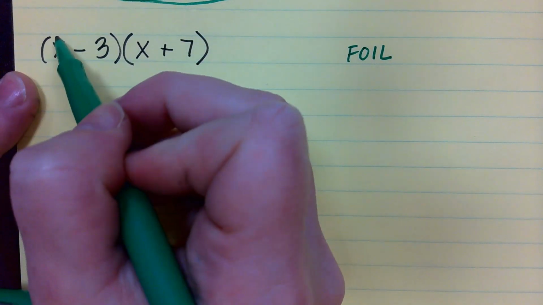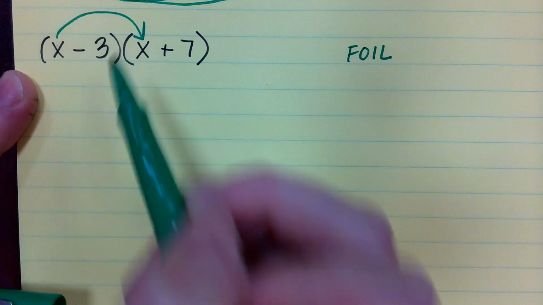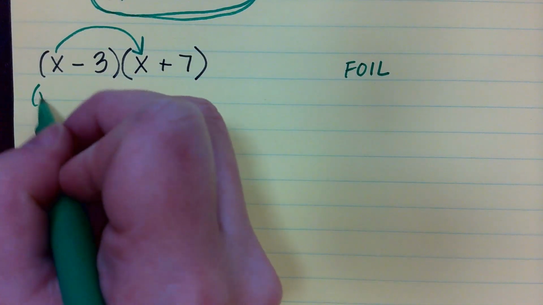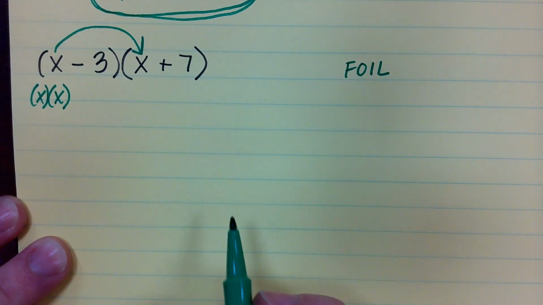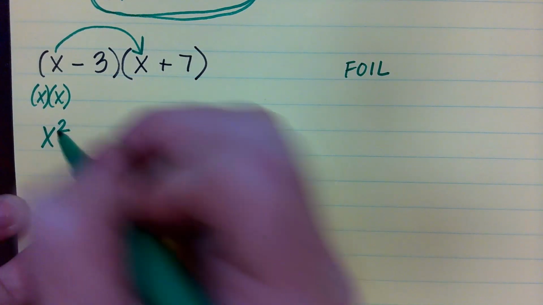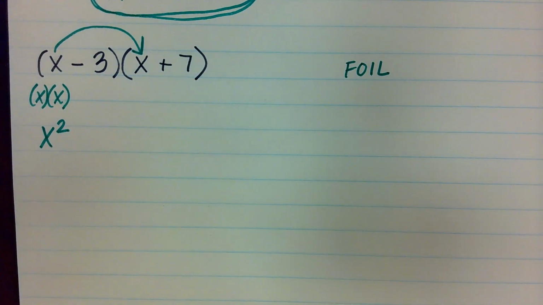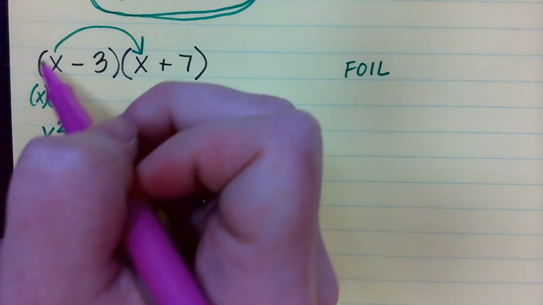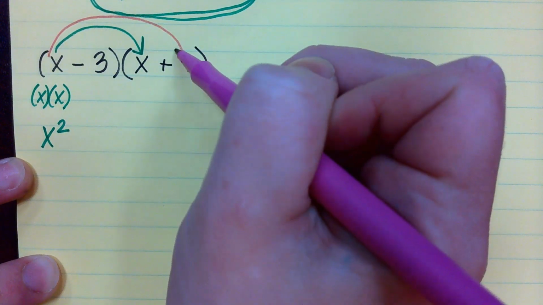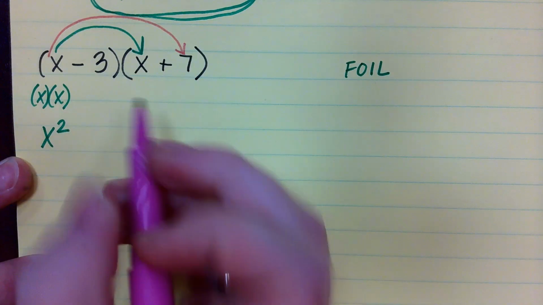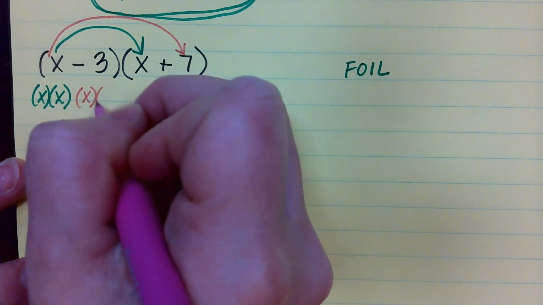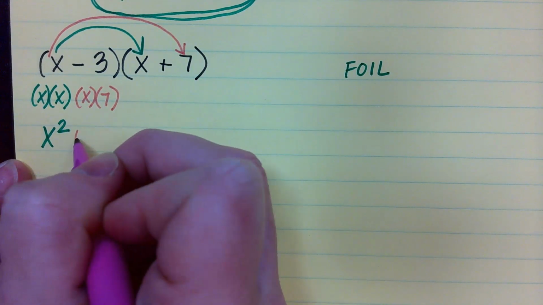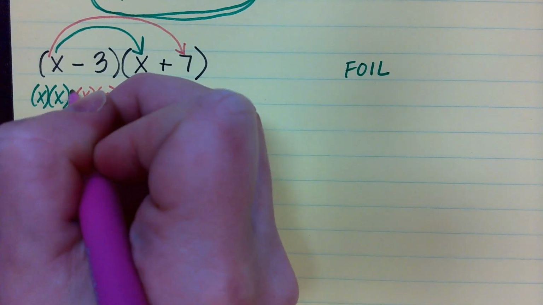Yeah, my first terms are x and x, so I want to start by doing x times x. And what's that going to give me? X squared. Good. Okay, and what next? Yeah, we're going to do the outer terms, x times 7. Yep, x times 7 is, you are right, 7x. I'm going to write that out too. X times 7 equals 7x. I'll put a plus there.